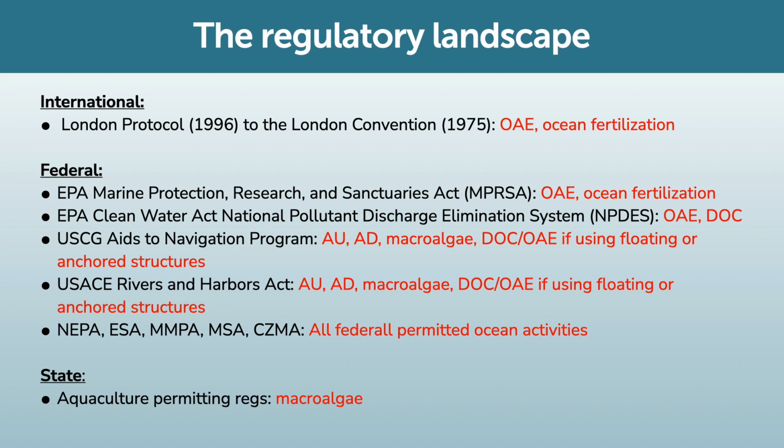Any activity that could obstruct navigability may require a permit from the U.S. Coast Guard under the Aids to Navigation program. These activities may also require a permit from the U.S. Army Corps of Engineers under Section 10 of the Rivers and Harbors Act. Such activities in an mCDR context are likely to include artificial upwelling and downwelling, macroalgae cultivation, and could also even include direct ocean capture or ocean alkalinity enhancement if it's using floating or anchored structures.